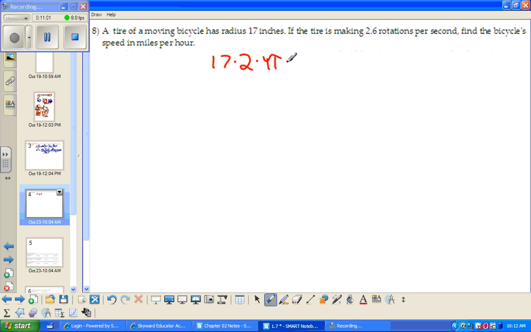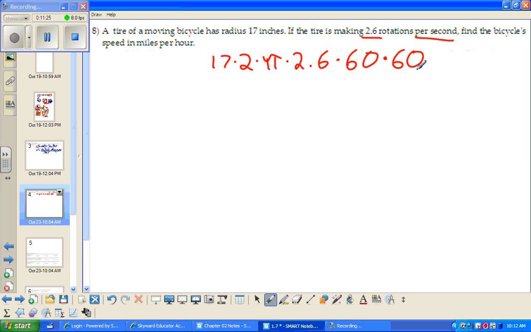We then know that the tire makes 2.6 rotations per second. So we would multiply by 2.6. The answer here would give us how far it travels per second. Multiply that by 60, we have how far it would travel in a minute. Multiply by 60 again, we have how far it would travel in an hour.